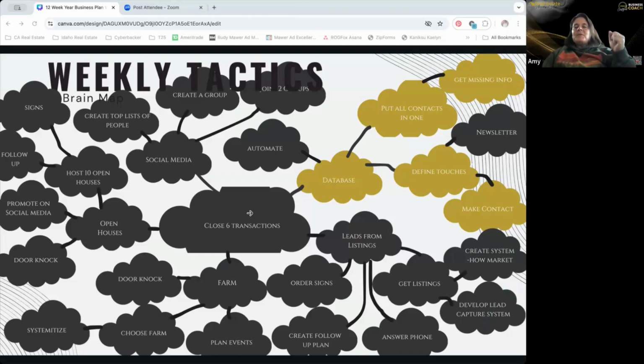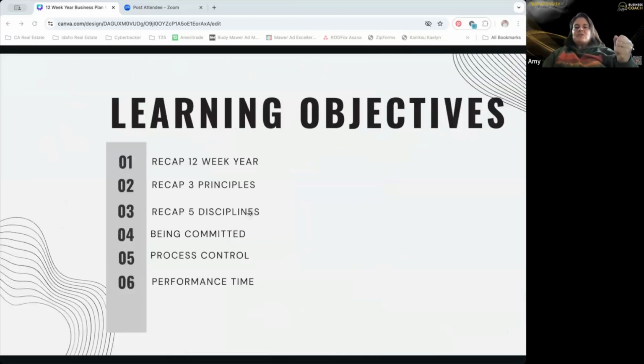Today, what we're going to do is, as always, recap the 12-week year. I'm going to tell you what it is again. We're going to talk about the 3 principles and the 5 disciplines, just because I believe that the more you hear those, the more likely you are to remember them, and that they're going to be the driving force for your success in the 12-week year. Then the new content is we're going to talk about what it means to be committed. We're then going to take on process control and how to manage our calendars with performance time. Okay, is everybody ready?